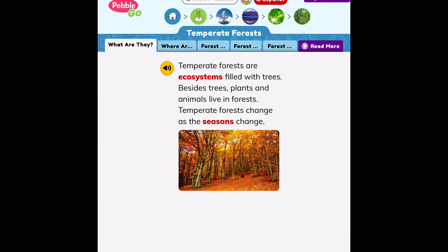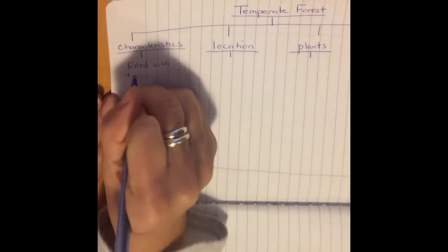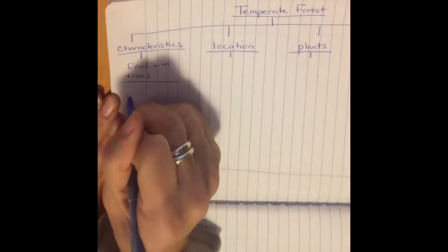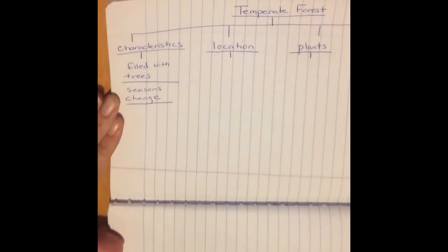Okay, so I think I'm going to focus on the fact that it's filled with trees and that the seasons change, because that's something special about the temperate forest. Later on, I will learn more about the plants and animals that live in the forest, and I can write that in those notes. But I'm just going to focus on those 2 details for now. Okay, I'm going to jot down filled with trees and draw a line under it. And then I'm going to write seasons change. That's what I learned from the first section.